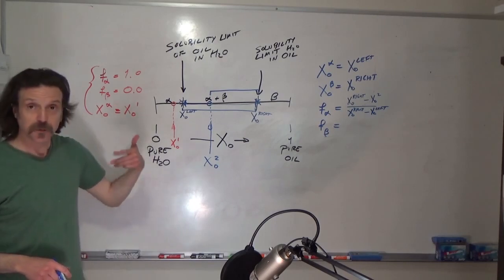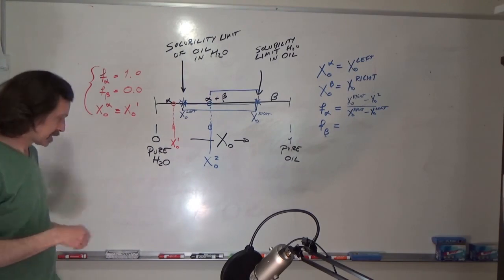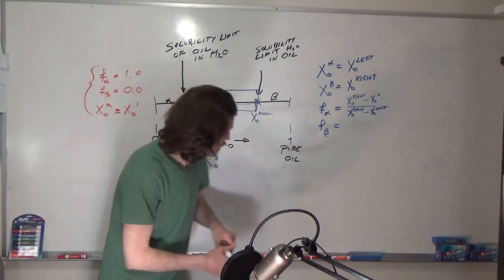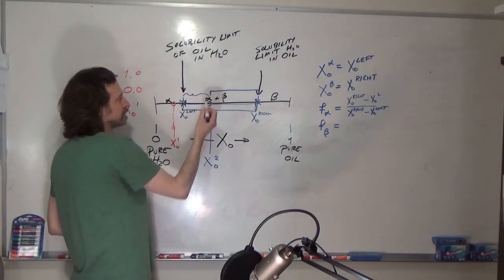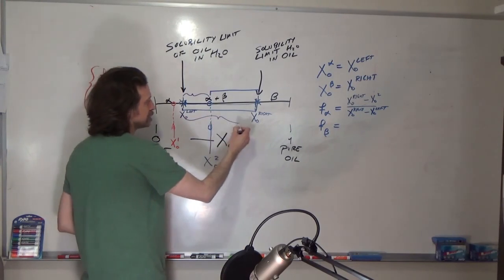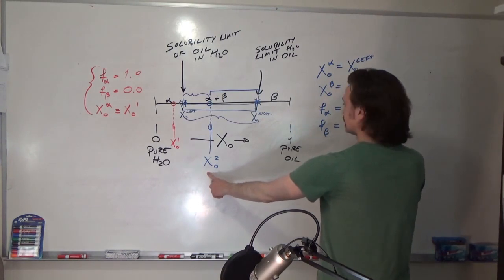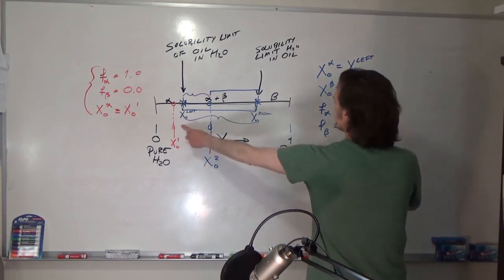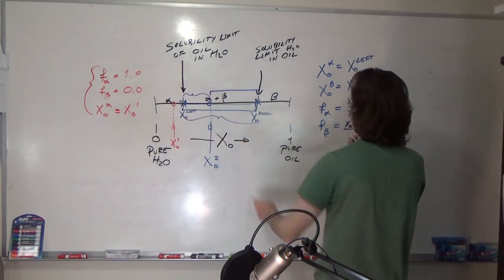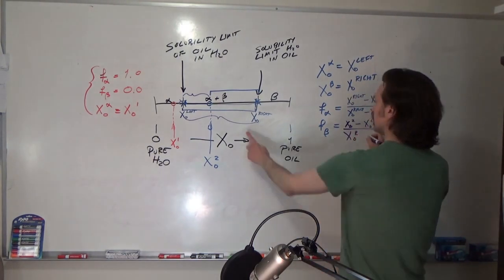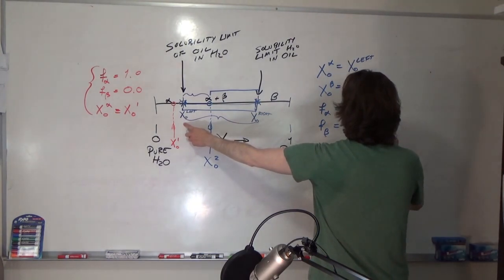Now, if we want to talk about the fraction of beta, what you could do is, I'm going to grab a purple marker here. What you could do is you could say, well, it's going to be this distance divided by this distance. So that's going to be x02 minus x0 left divided by x0 right minus x0 left.